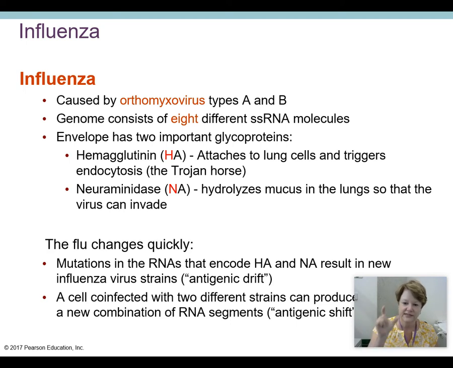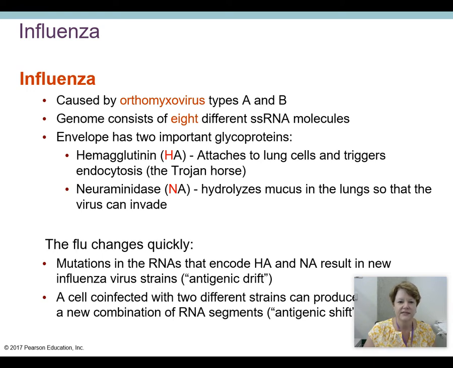It actually has 8 strands of RNA inside the capsid. And so those RNA molecules encode some of the proteins that are on the surface of the virus. And those proteins are called hemagglutinin, HA, and neuraminidase, NA. And both of these are involved in entrance. The hemagglutinin is involved in the ability of the virus to enter the host cells, which are the lung cells.